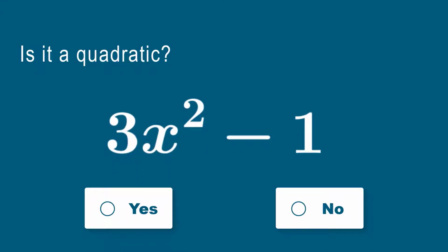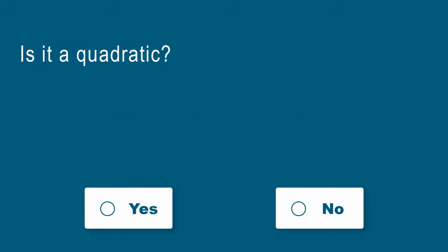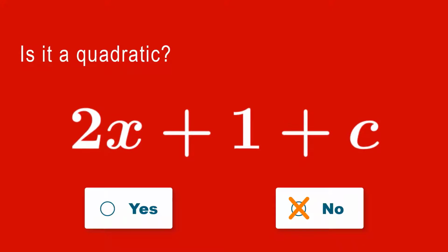Would you say that 3x squared minus 1 is a quadratic expression? Yes, because the highest power in this expression is squared. How about 2x plus 1 plus c? No, we couldn't, because the variable x is not being squared.